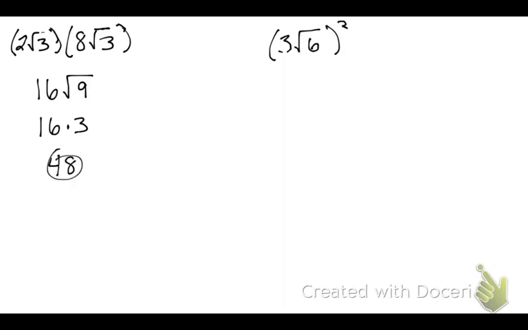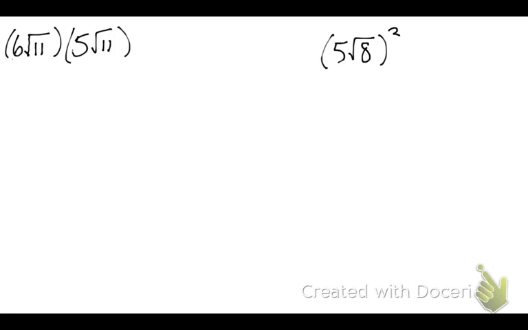If you already tried the next one, 3 root 6 squared, well, that would be 9 from 3 times 3 times the square root of 36. And all together, that would just be 9 times 6, or 54. Why don't you try these two? 6 root 11 times 5 root 11, and 5 times the square root of 8 squared.